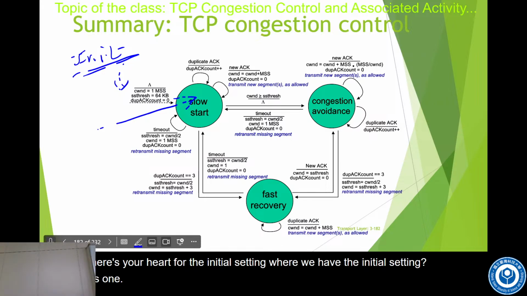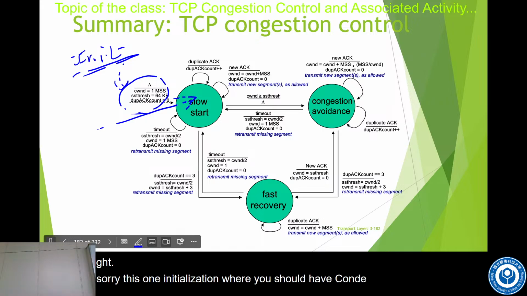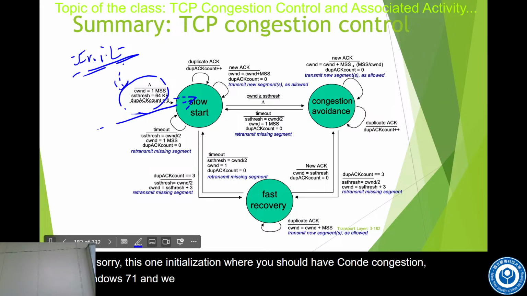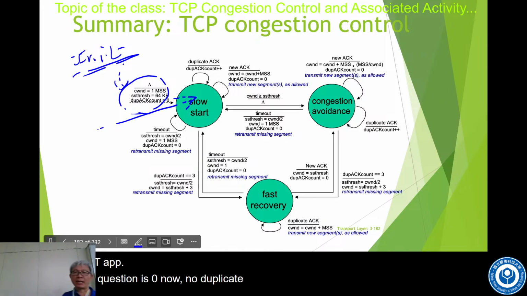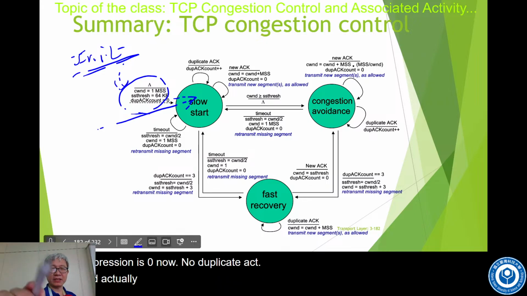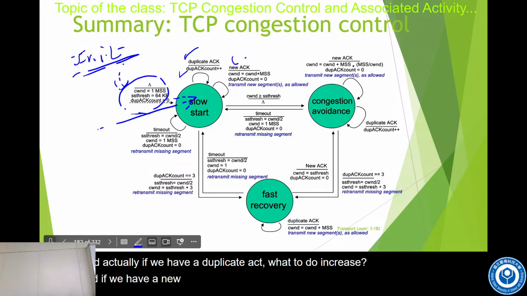Initialization, right? Here we have the initialization. We should have a congestion window start from 1, and we have an SS threshold setting. And of course, we have a duplicate ACK description. It's 0 now, no duplicate ACK. And actually, if we have a duplicate ACK, what to do? Increase. And if we have a new ACK, previously we have the implementation.